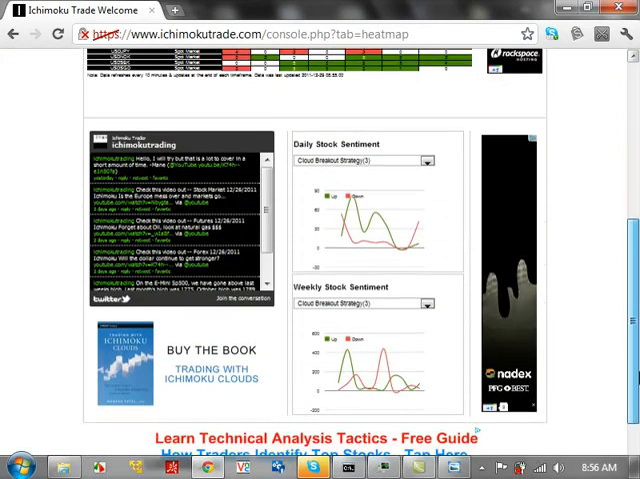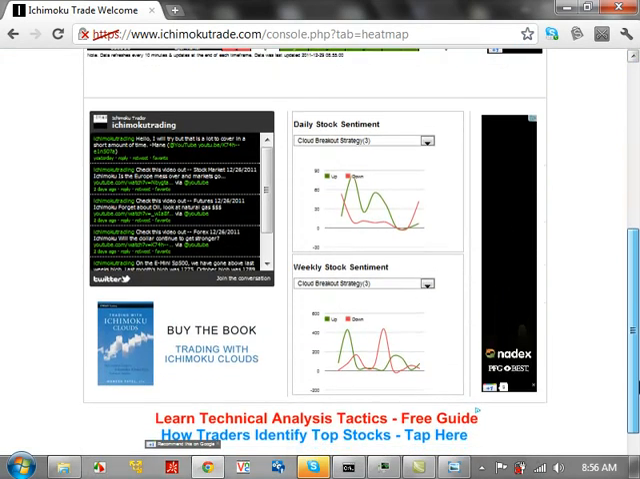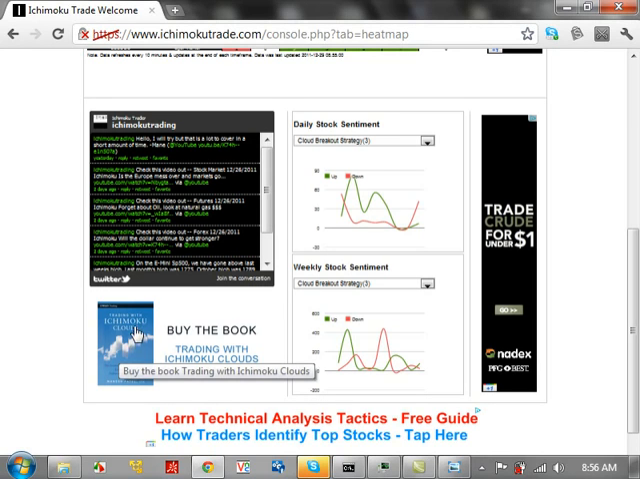If you scroll downwards, you'll have more information here. This accesses our Twitter, which is Ichimoku Trading. You can see all our tweets here that are available. Okay. Also, if you haven't bought our book, you could access our book from here to purchase it, which goes straight to Amazon. And then lastly, what we have is our stock sentiment graphs.